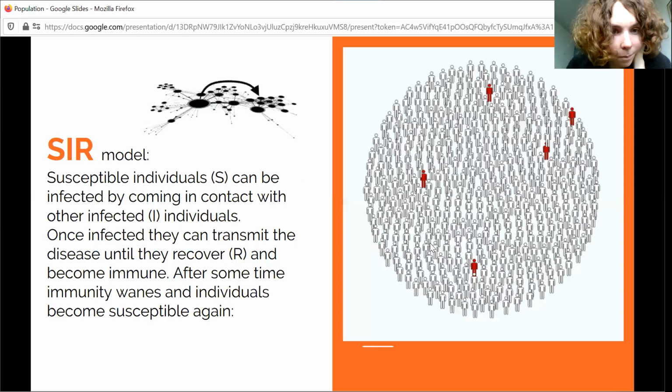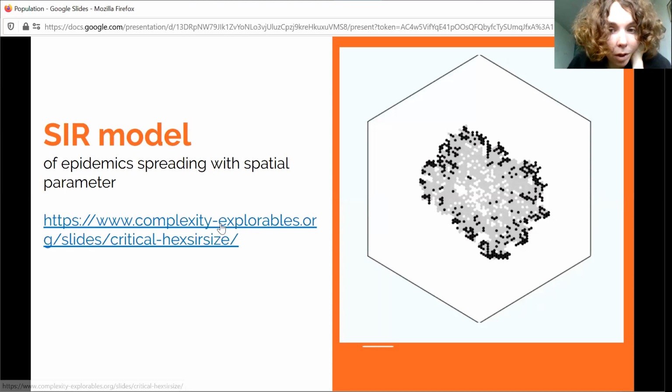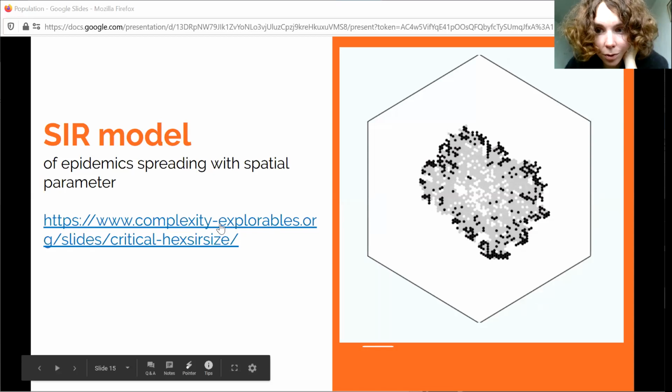So here I really invite you to check this website for playing with this model, such as the epidemics spreading models. For example, here, if you run the simulations, you will see some of the population dynamics spreading, where you have infected nodes, which are in black, and white nodes, which are susceptible, and gray ones, which are recovered.